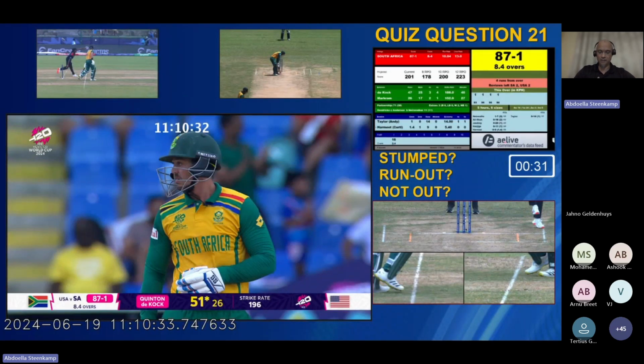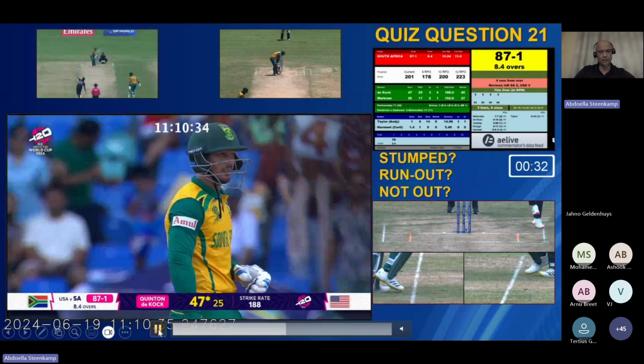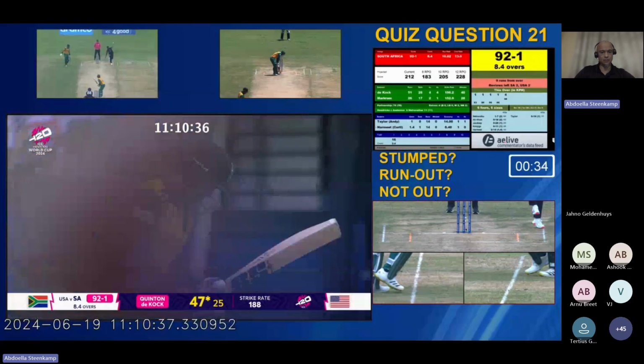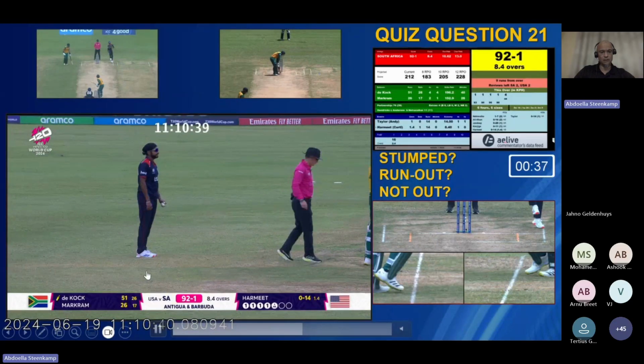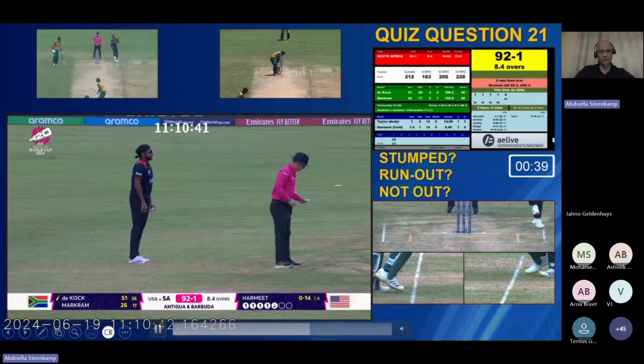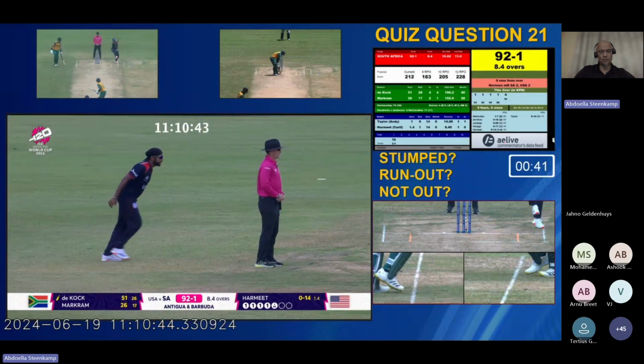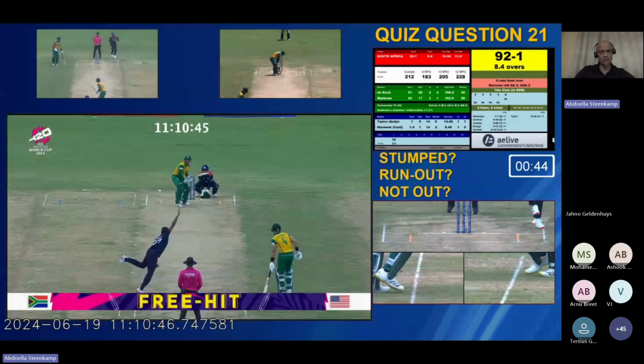So now remember, there's only 3 ways that you can be dismissed according to the playing condition that governs free hits in T20 and 50 over cricket. So the only way you can be dismissed is run out, obstructing the field, or hit the ball twice. So let's look at the free hit delivery and see what happens. So here's the free hit ball coming up. Let's have a look at what Coney does.